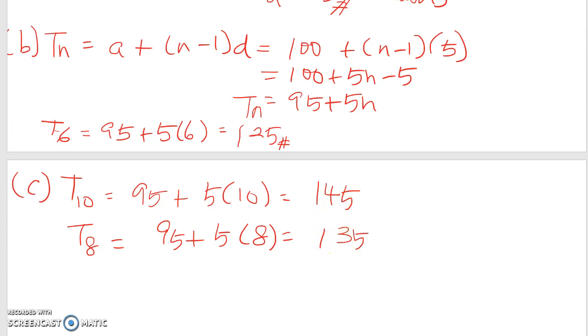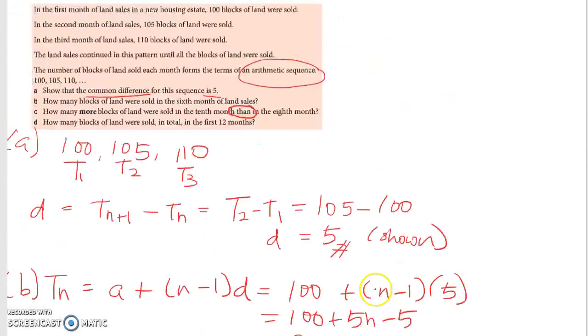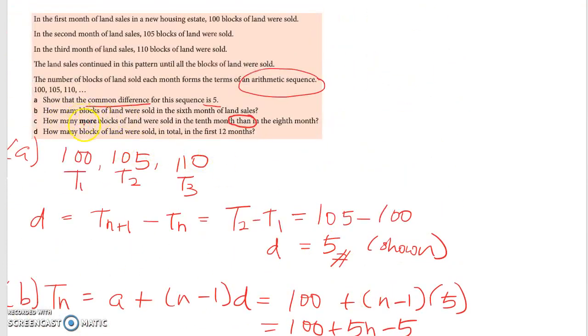As you can clearly see, the difference is easy to solve. It's T10 minus T8. That's 145 minus 135, and that gives you 10. So this 10 here represents the increase in the blocks of land which were sold between the 10th month and the 8th month. Let's move on to part D.